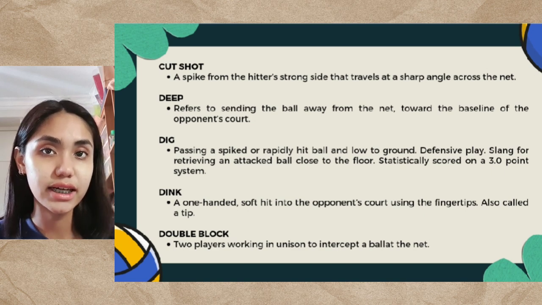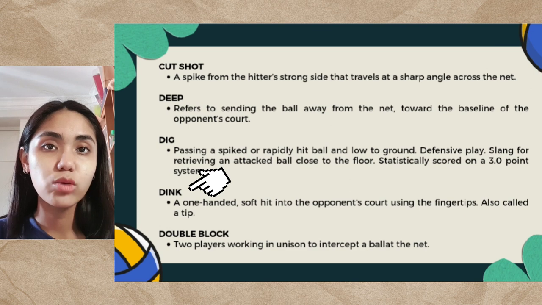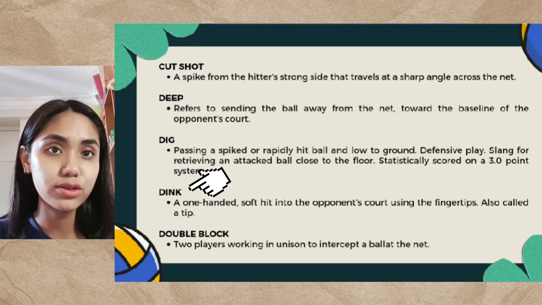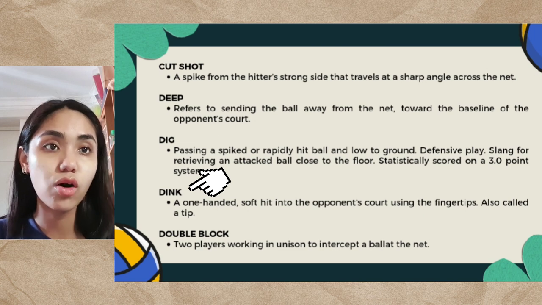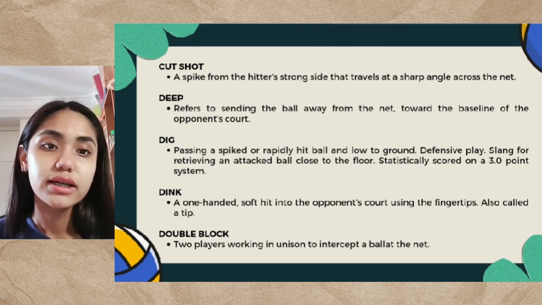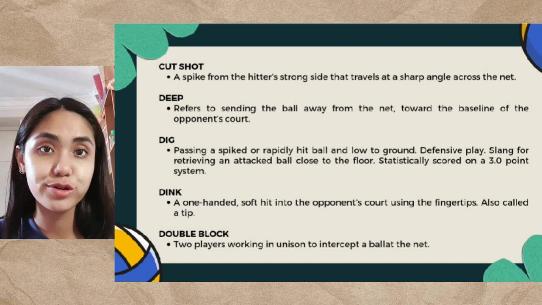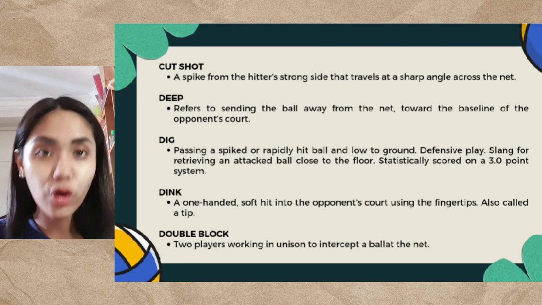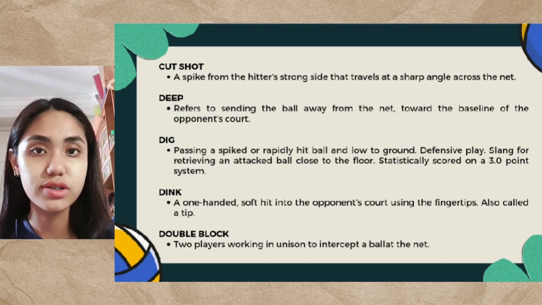Next, dink. It is a one-handed soft hit into the opponent's court using the fingertips, also called a tip. So basically, it's a legal push of the ball over or around blockers.